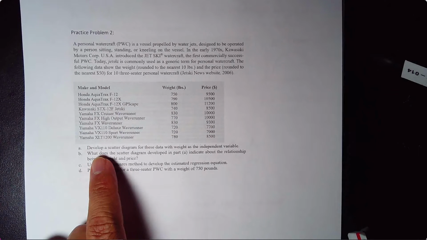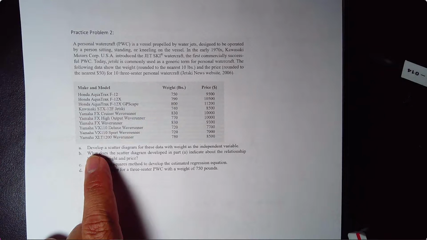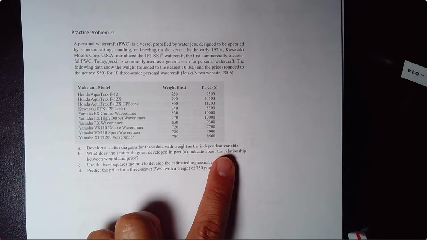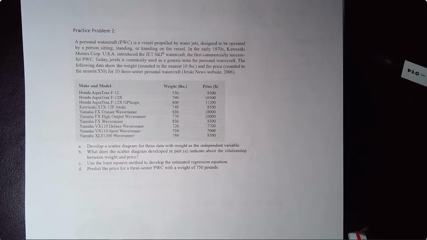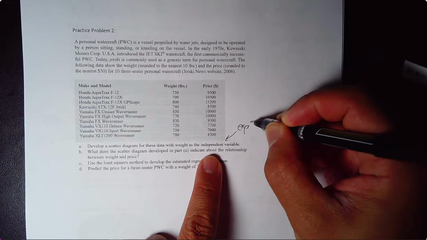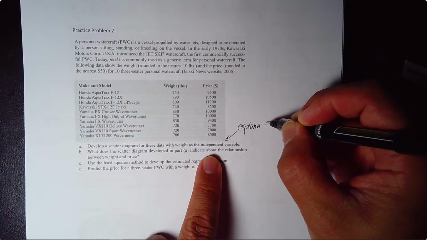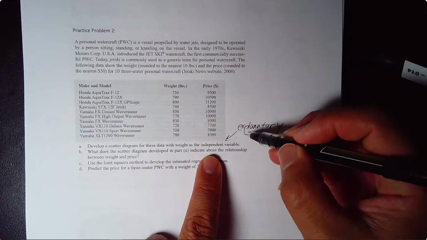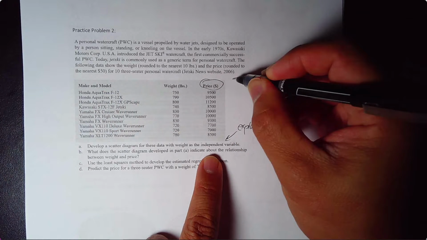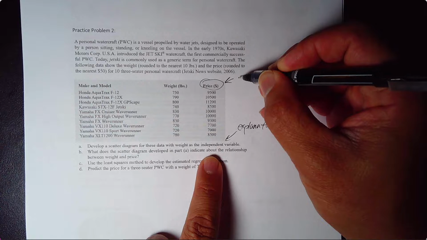And so the first thing we're going to do is develop a scatter diagram for this data with the weight as the independent variable. And that's going to be our clue, right? Independent also means explanatory variable. So that is the variable that we're going to use to explain. And so what are we explaining? We're explaining the price. The price then, this is going to be the dependent variable.